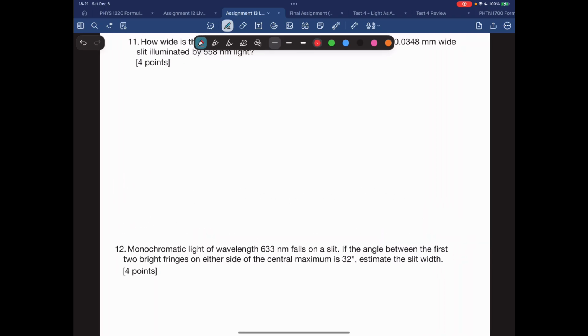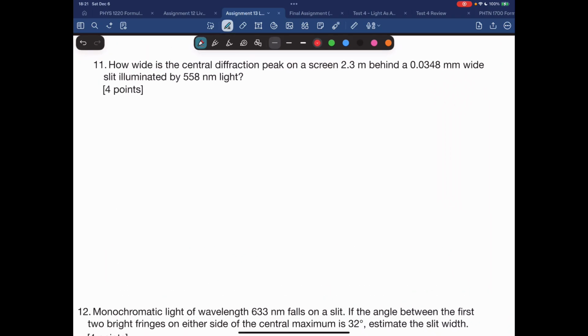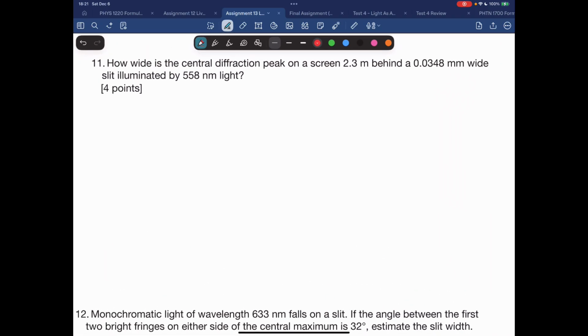Last page here, 5. Questions 11 and 12. So question 11. How wide is the central diffraction peak on a screen 2.3 meters behind a 0.0348 millimeter wide slit illuminated by 558 nanometer light? So this is not angular width. This is something else entirely, but we still need to find theta anyway.